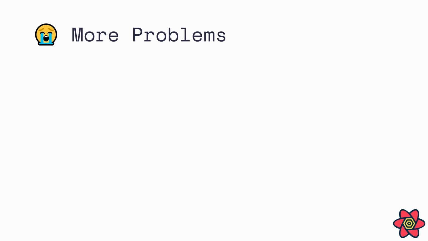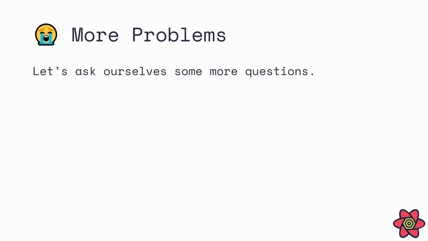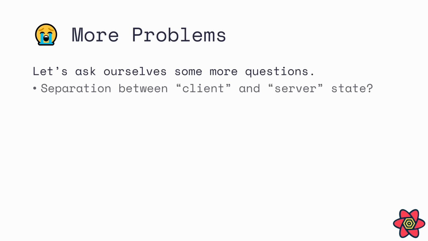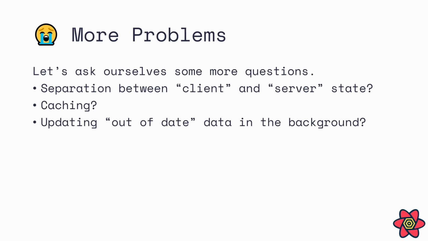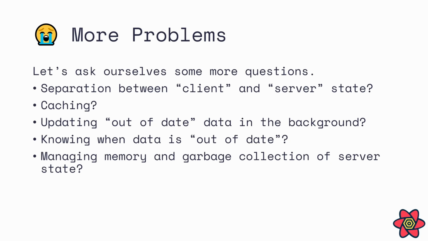Let's complicate this even further and ask ourselves some more questions. What about separation between client and server state? What about caching? How do we update out-of-date data in the background? How do we even know when data is out of date? What about managing memory and garbage collection of server state? And so on.